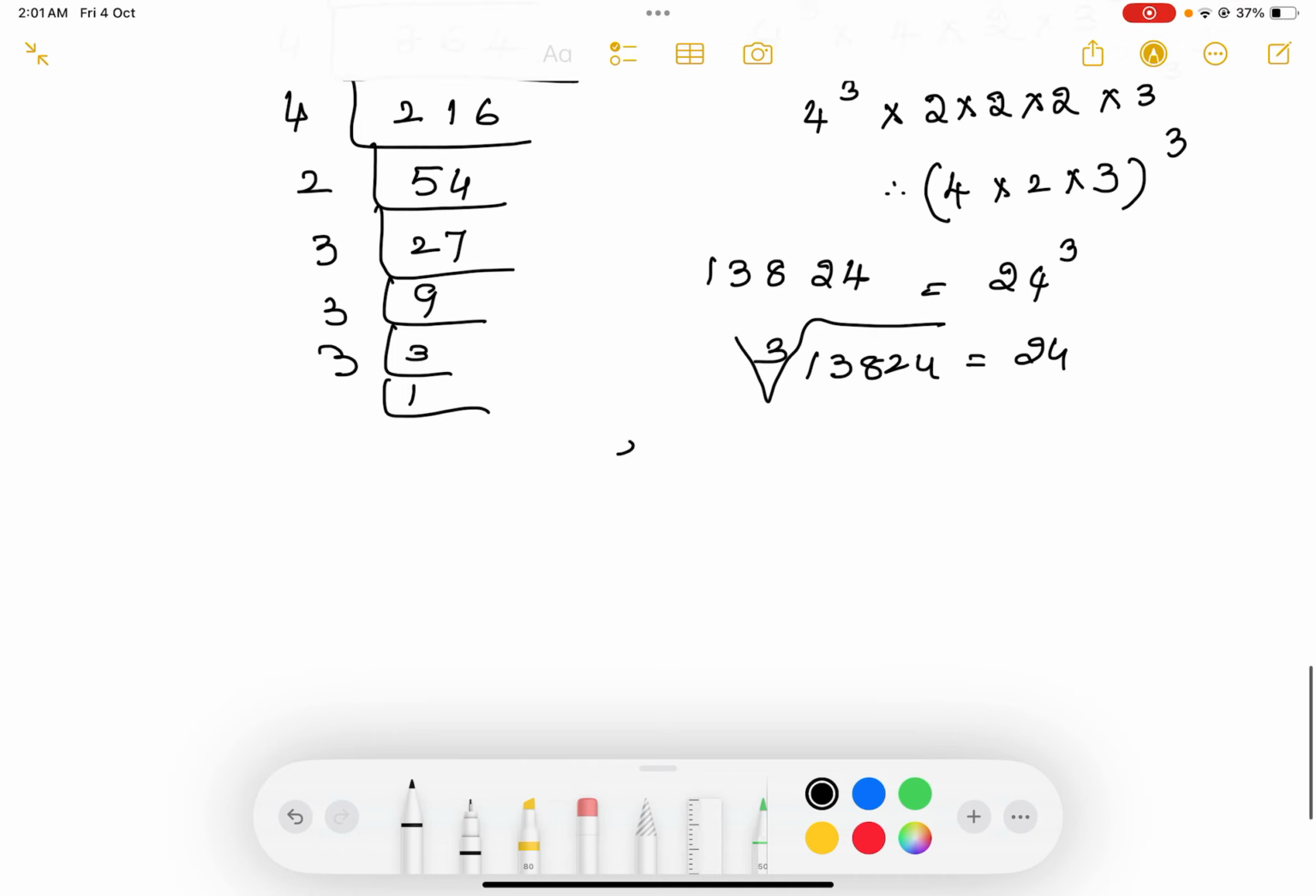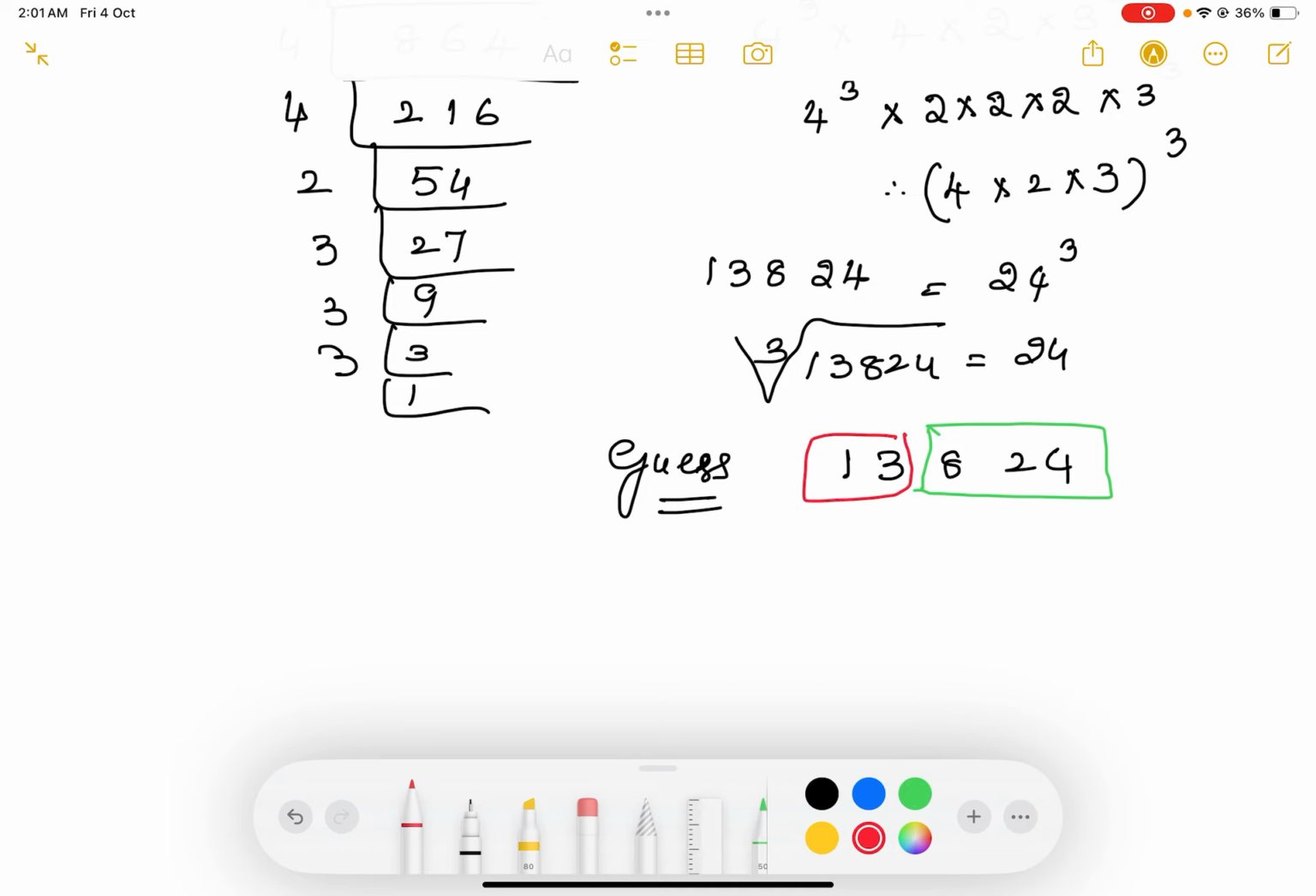Now as I told you how to guess this, let us now do the guessing technique. 13824. As I told you, you have to make a group of the last 3 digits. Whatever the number of digits it is, last 3 digits from the right hand side, you have to make a group. And the other group is whatever the remaining set.